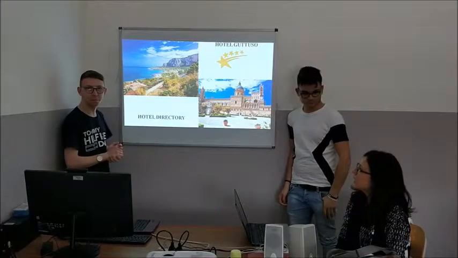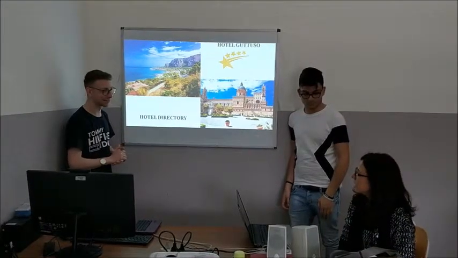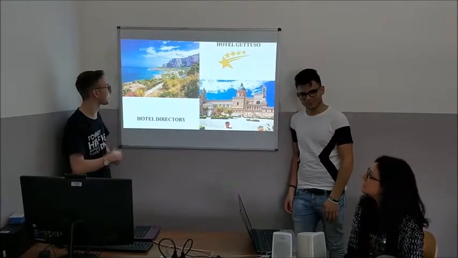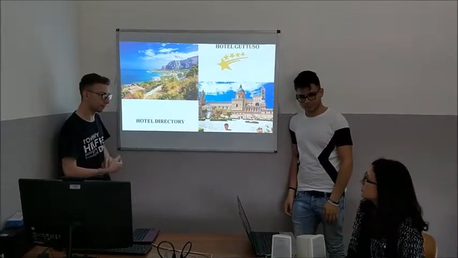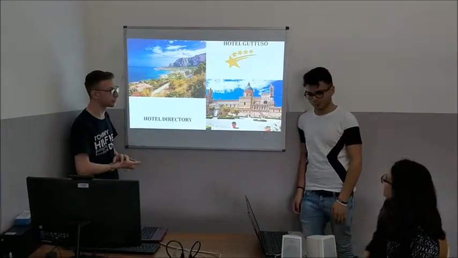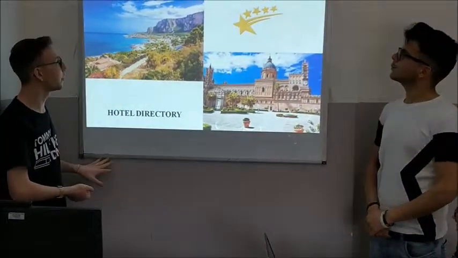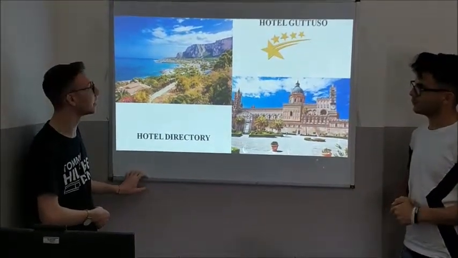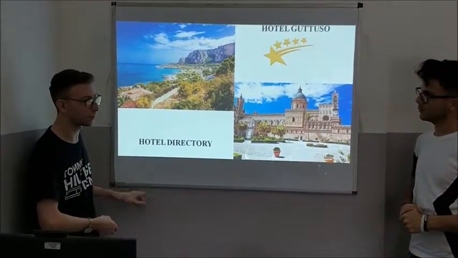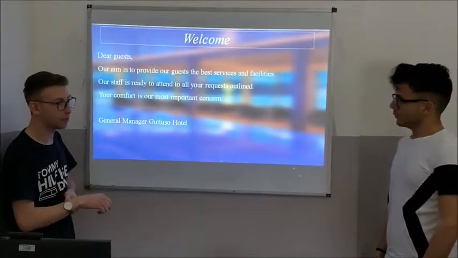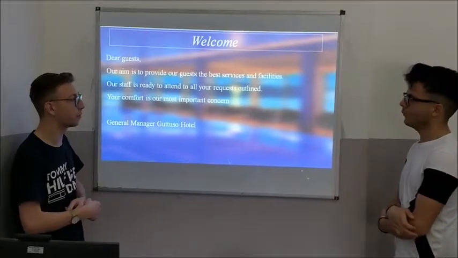So after we have studied the different kinds of services and facilities that a hotel can provide, the students are going to present the hotel directory of Hotel Guttuso they have prepared. Please, let's start. So this is our directory. The hotel is situated in Palermo and its name is Hotel Guttuso. On the first page there is a letter from the general manager that welcomes the guests.